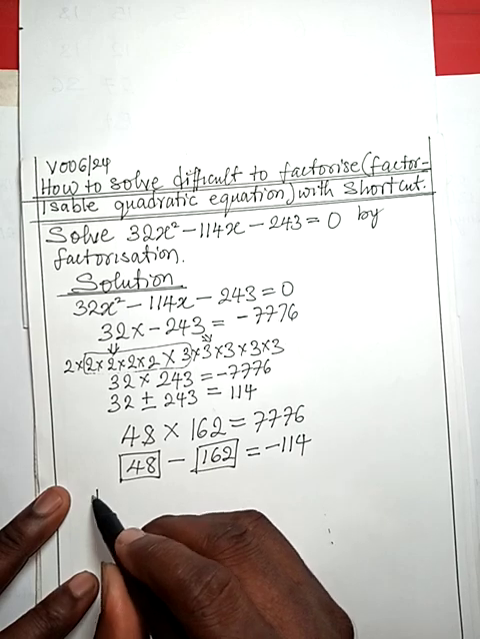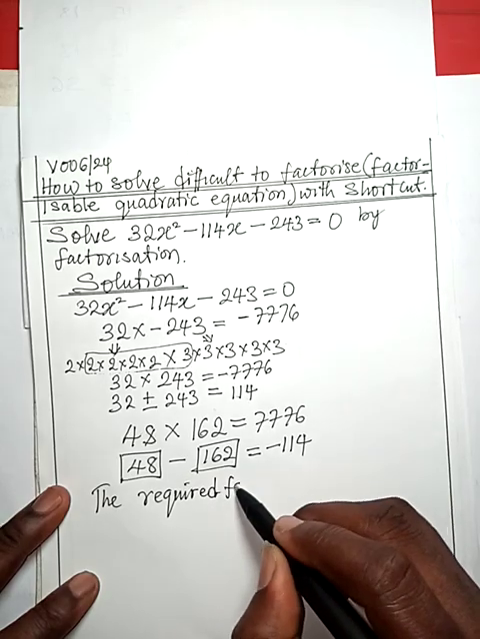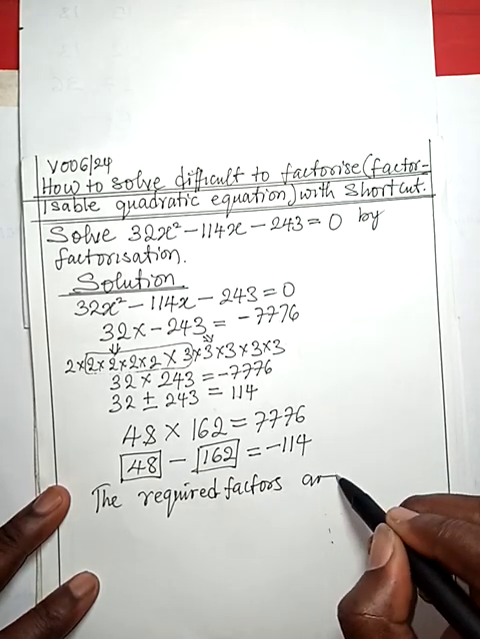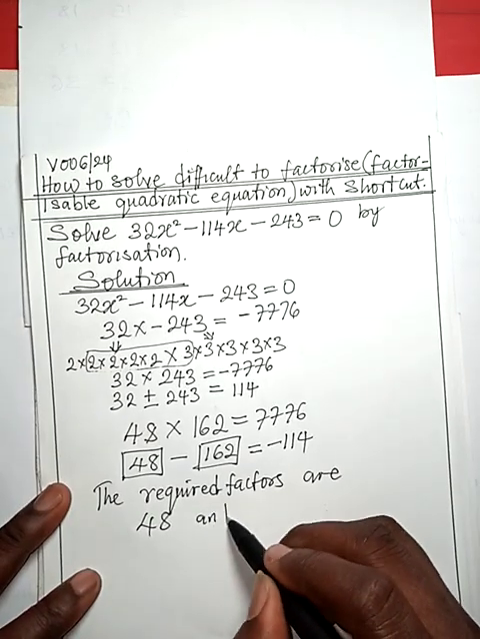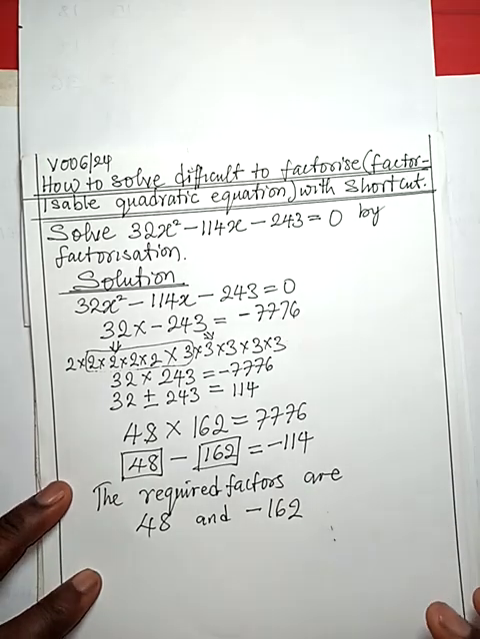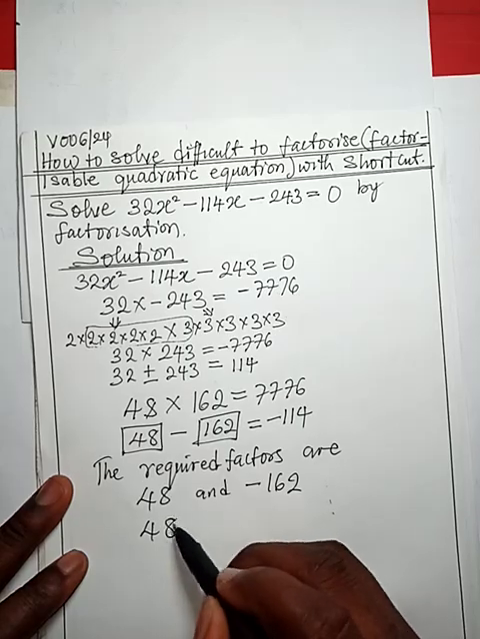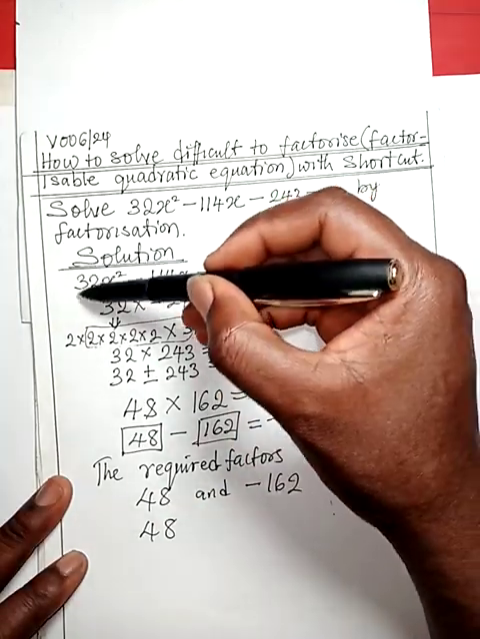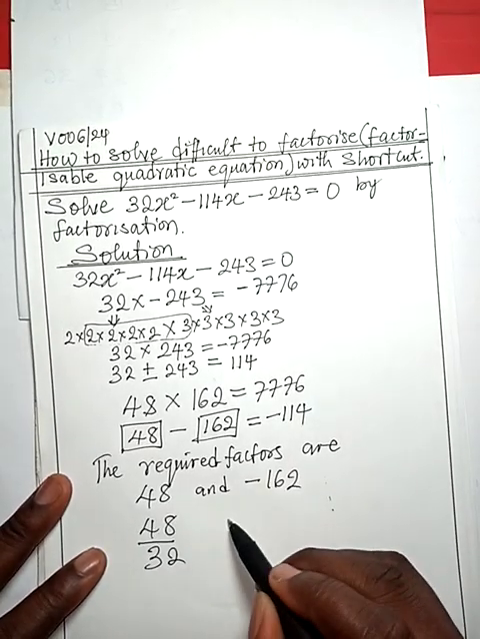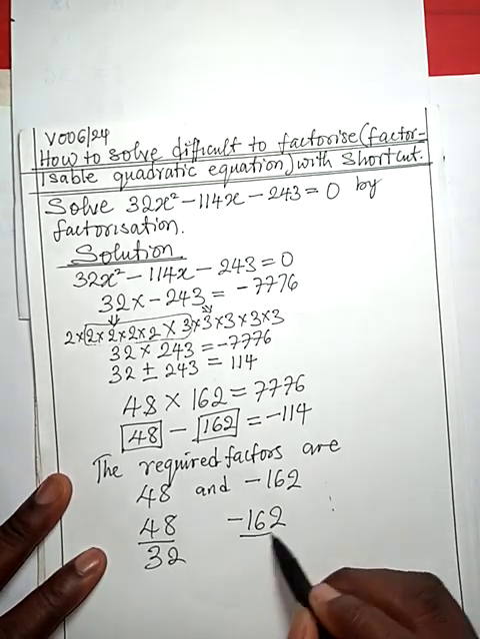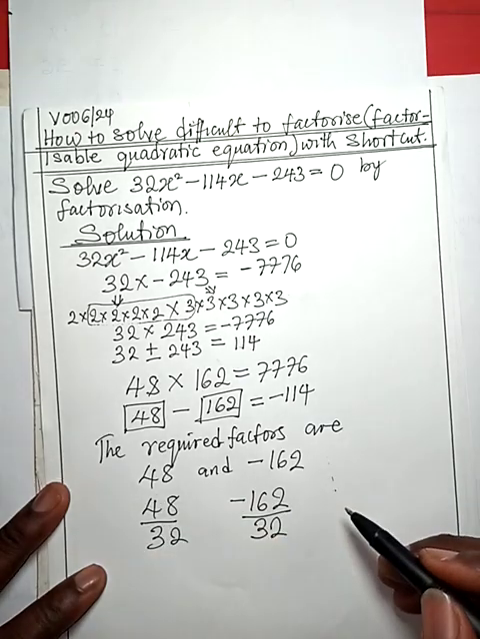So the required factors are 48 and negative 162. Now watch the shortcut. Now I'm going to divide this 48 by the coefficient of the squared term, 32, and I will also divide negative 162 by this 32.